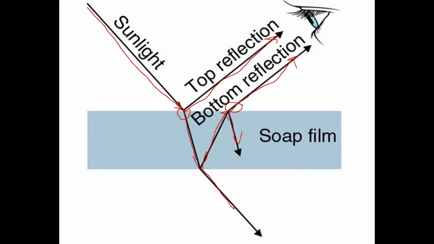So this first reflected ray here and this second refracted ray here are parallel to each other. But the two waves are out of phase with each other. They are off by the same distance as the thickness of the film.